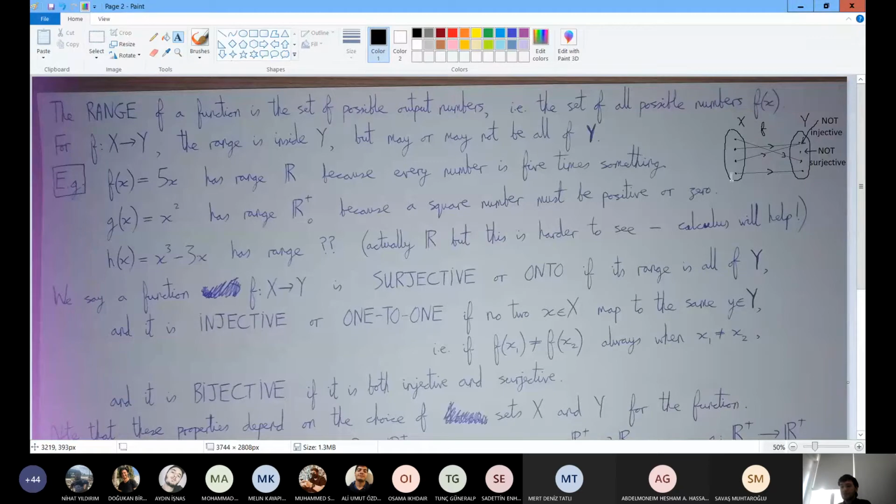In terms of this picture of a function, numbers mapping to numbers like this, anything which has more than one arrow is not injective. Anything which has less than one arrow is not surjective. But remember, these properties of surjective and injective, they're not just about numbers or points, they're about the function itself. So we're not saying this number is not injective, this number is not surjective. We're saying the function is not injective and it is not surjective.